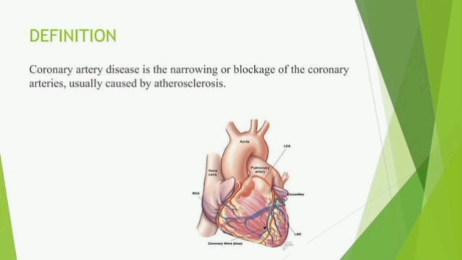First we will discuss the definition of coronary artery disease. Here we are seeing narrowing or blockage of the coronary arteries. Fat deposit is present on the arteries. It's caused by atherosclerosis, meaning abnormal accumulation of lipids, fatty substances, and fibrous tissue in the vessel's wall.